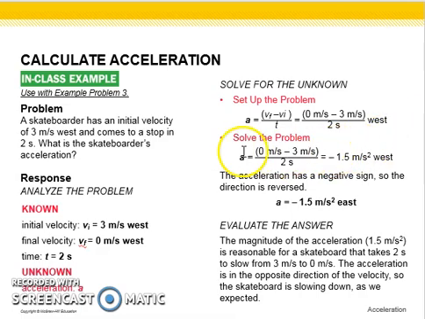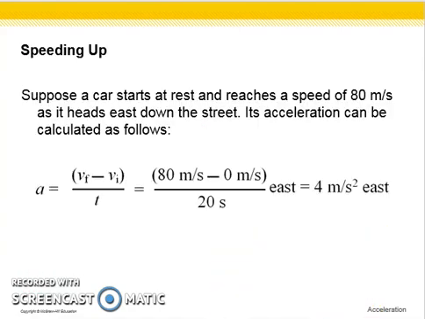And then with solving the problem through algebraic methods, the acceleration has a negative sign, so the direction is reversed. There is no need to write down the evaluation of the answer. Everything on this slide will need to be written down. The title, Speeding Up. Suppose a car starts at rest and reaches a speed of 80 meters per second as it heads east down the street. Its acceleration can be calculated as follows.